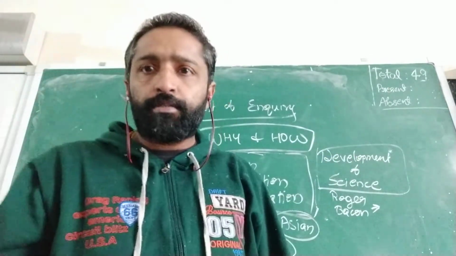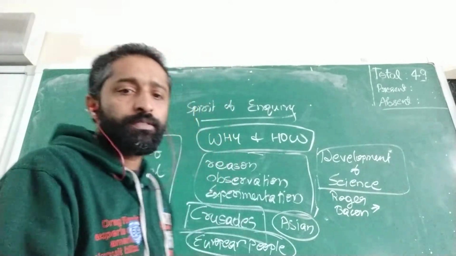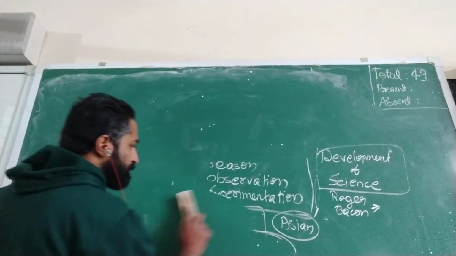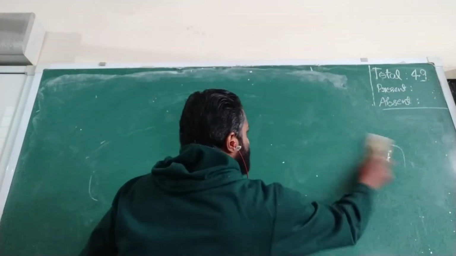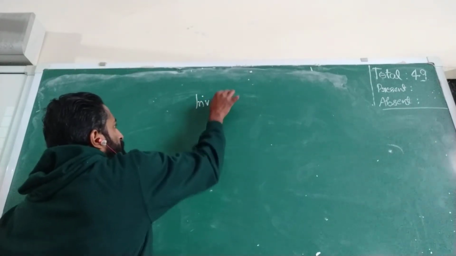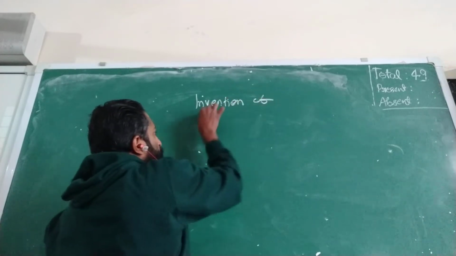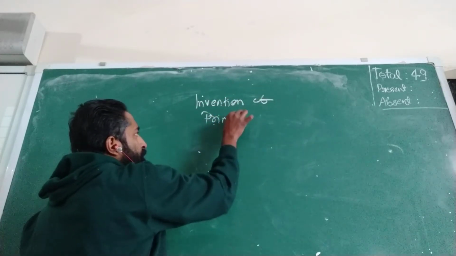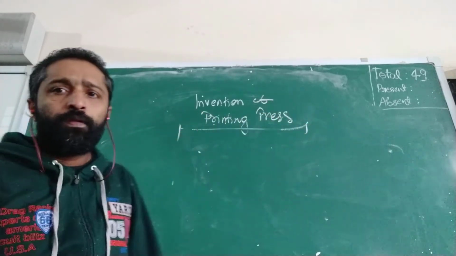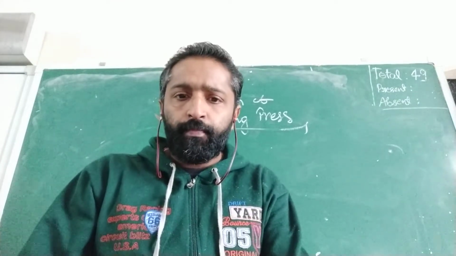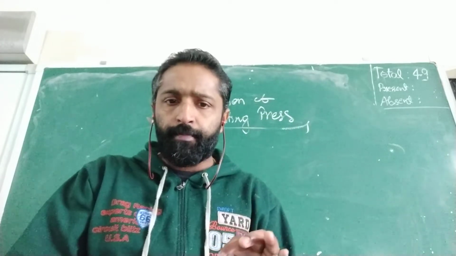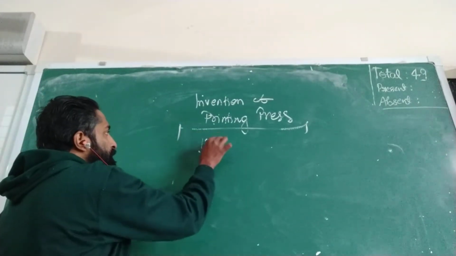Now moving on to the last reason, last cause, that is the invention of printing press. In the 15th century, Gutenberg discovered the first printing press in Germany.